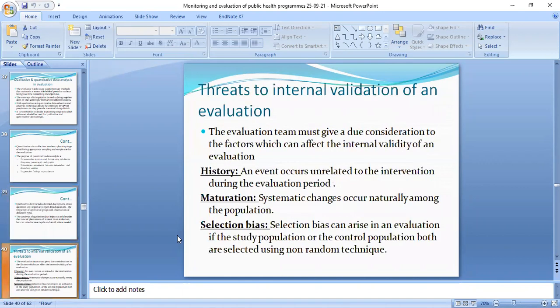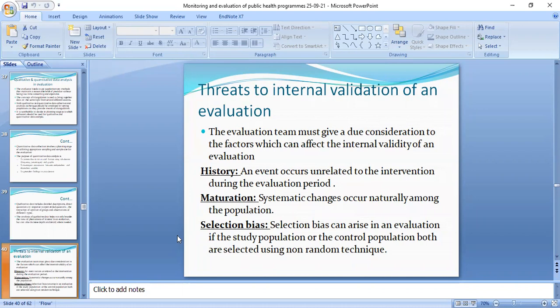Know the threats to internal validity of an evaluation. The evaluation team must give due consideration to factors which can affect the internal validity of an evaluation. First one is history: an event occurs unrelated to the intervention during the evaluation period. Next is maturation, which is the systemic changes that occur normally among the population. For example, due to aging with time, people themselves approach the health centers rather than due to an awareness raising campaign on the program.